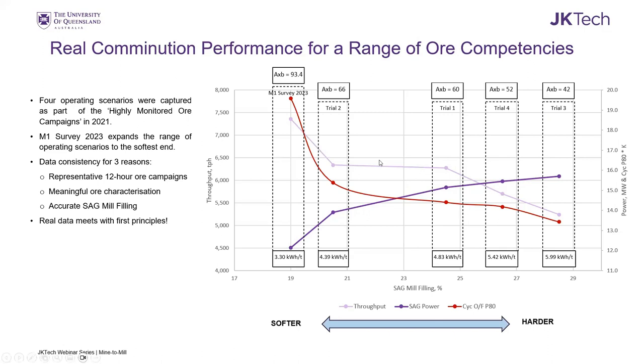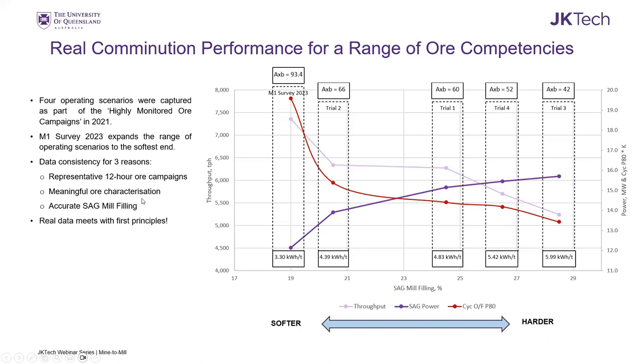So it came as a surprise to many on site that this survey conducted this year was actually covering this end. So they pretty much now have this real comminution circuit performance for a range of ore competency, and they are all real. They are not model predicted. And that's the beauty. Data consistency for three reasons. One is the period, representative 12-hour ore campaigns each, except this one here. This was only 1 hour. All the other four were 12 hours.